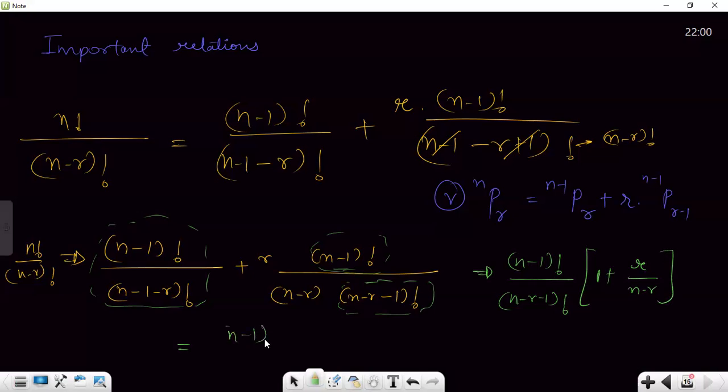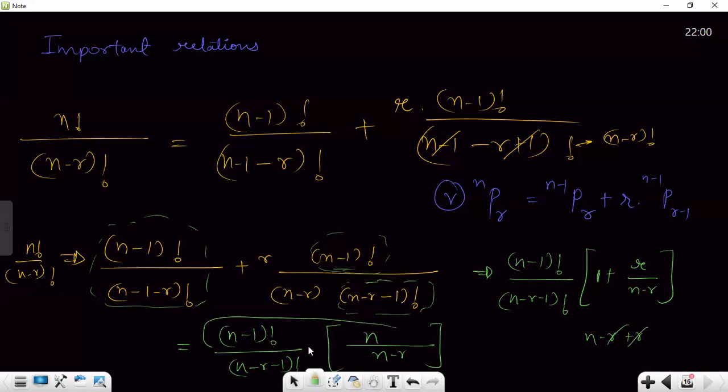Okay, n minus 1 factorial divided by n minus r minus 1 factorial. Now taking LCM n minus of r. On top, what will it be? n minus r plus r, r cancels, so that becomes n. Great. n into n minus 1 factorial can be written as n factorial. n minus r into n minus r minus 1 factorial can be written as n minus of r factorial. It has become equal to the left hand side. So LHS equals RHS. That's why this property is true. Clear, everyone? Yes. Is that clear? Any doubts? No, sir.